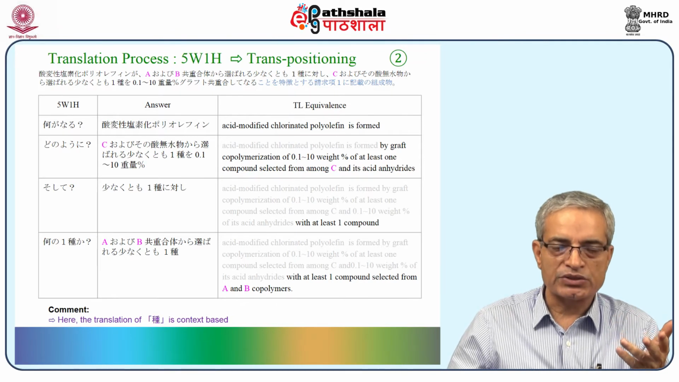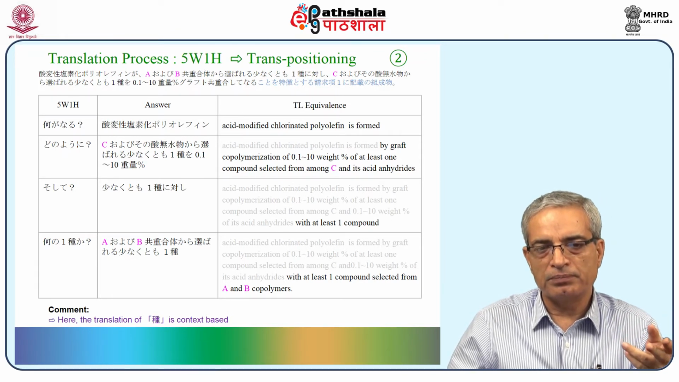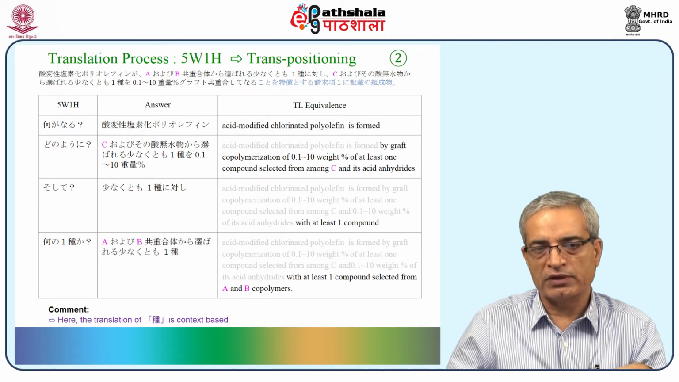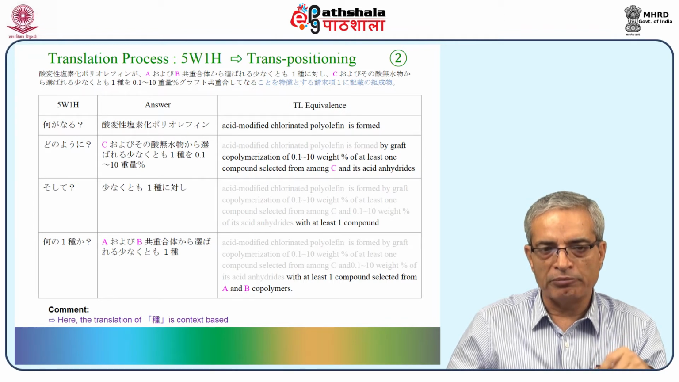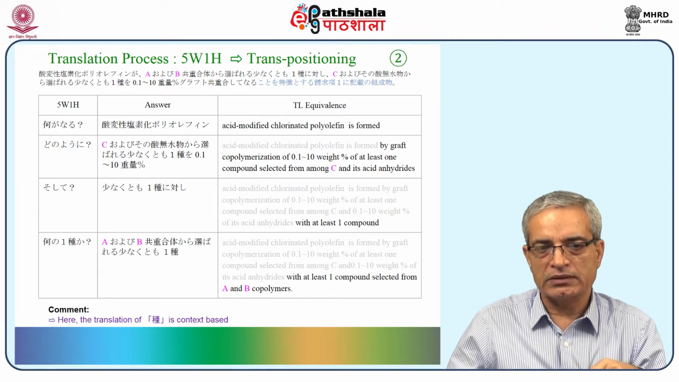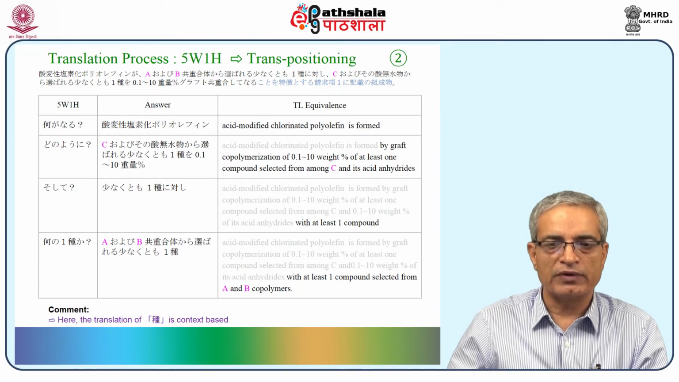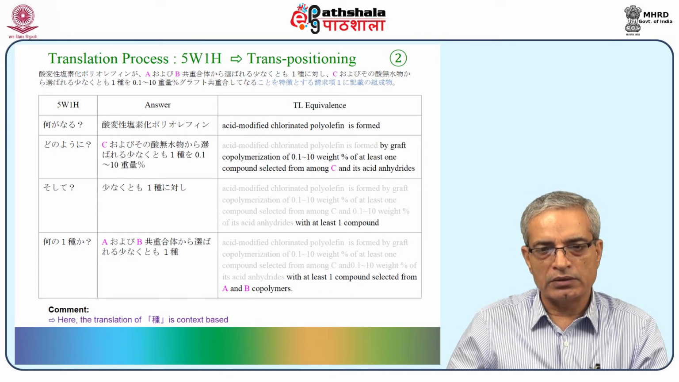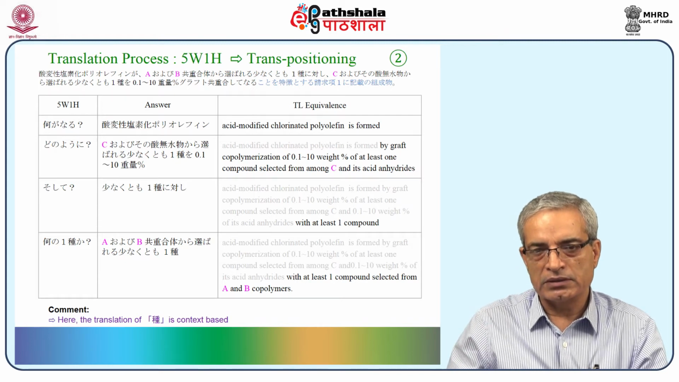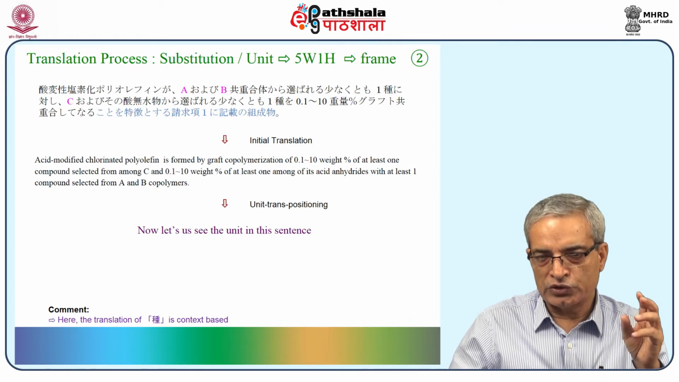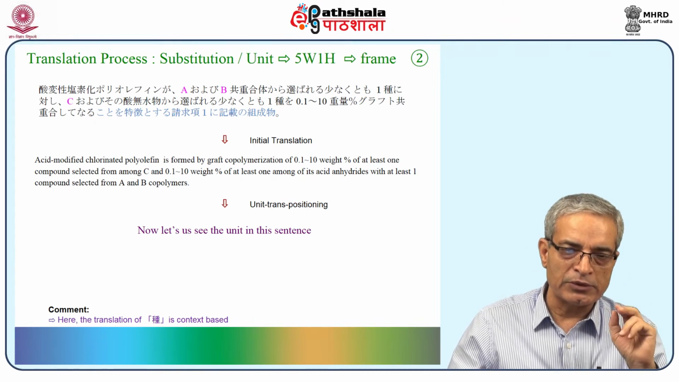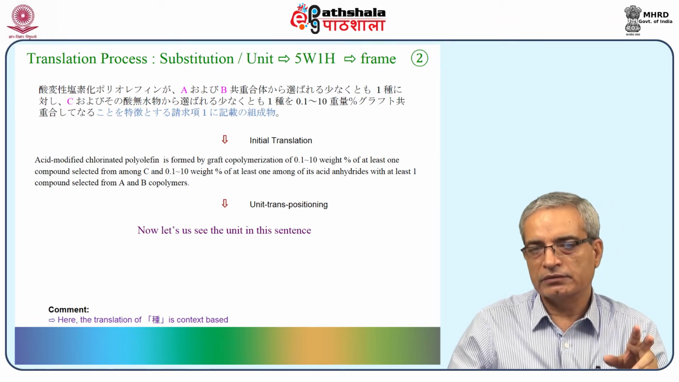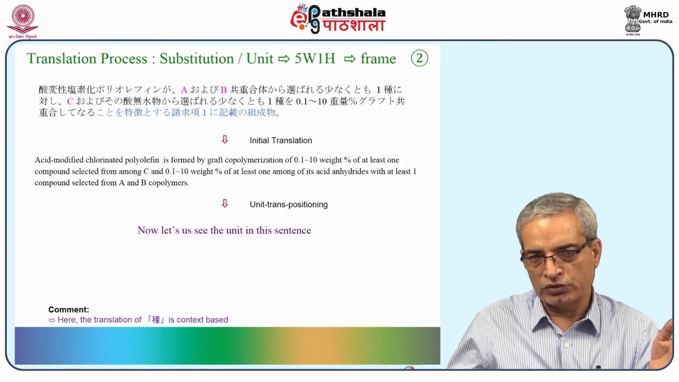The initial translation is: acid modified chlorinated polyolefin is formed by graft copolymerization of 0.1 to 10 weight percent of at least one compound selected from among C and 0.1 to 10 weight percent of at least one among its acid anhydrides with at least one compound selected from A and B copolymers. Just imagine when we started reading the Japanese, it was quite complicated. Then we simplified it. You could translate this.